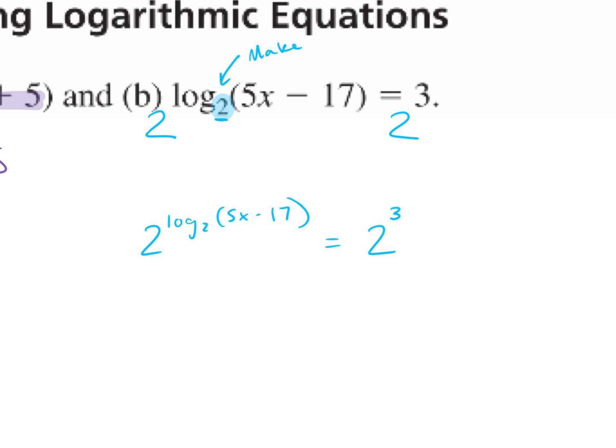So we make the big base the same as the little base. Since my little base was 2, I had to make the big base 2 on both sides. Because on the left side, how would I simplify 2 to the power of log base 2 of 5x minus 17? Anything cancel there?